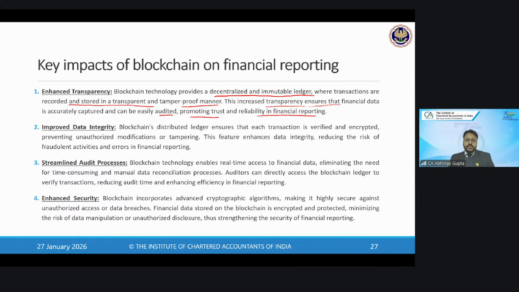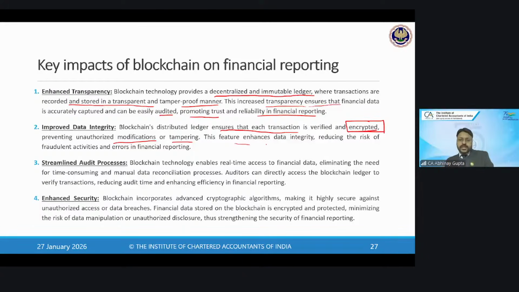Now, using the blockchain, they will have a complete audit trail, showing that whatever data is made available to them is actually the same data that the client has. Right, and it is verified data. Improved data integrity. Blockchain's distributed ledger ensures that each transaction is verified and encrypted. Right, so whatever data is flowing on the blockchain technology is encrypted, preventing unauthorized modifications or tampering. So nobody can modify or tamper with the data at any of the levels.